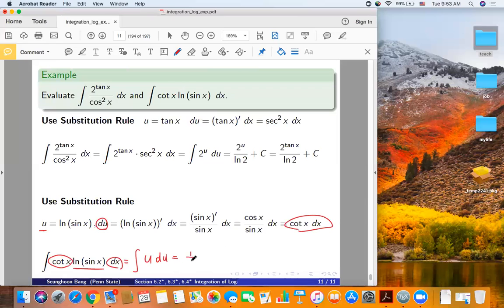We have 1 over 2 u square plus c. You can change back. This u is ln of sine x, 1 over 2. You have to keep the parentheses: ln of sine x, whole square, plus c. That's it. This is the idea. It's good. This is the whole idea.